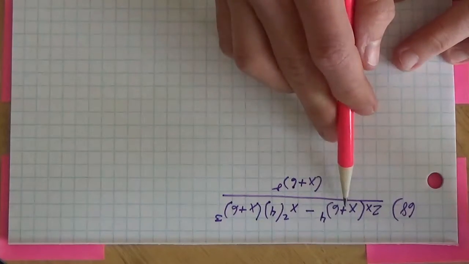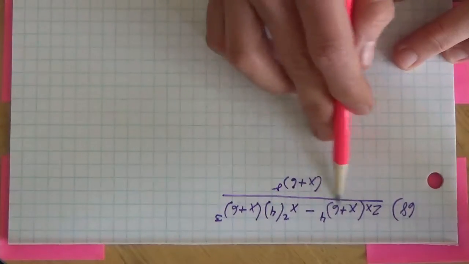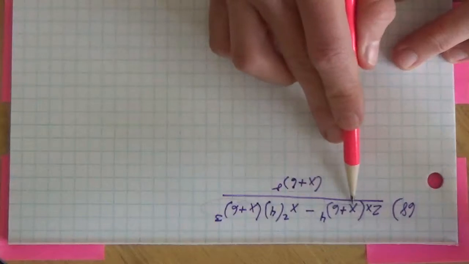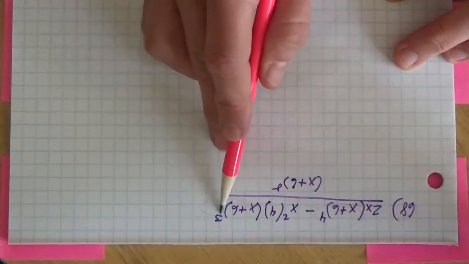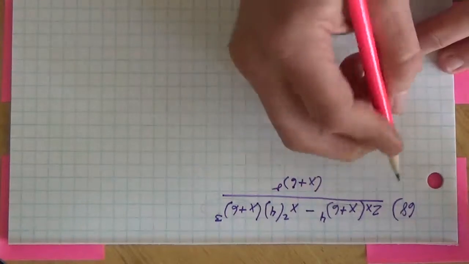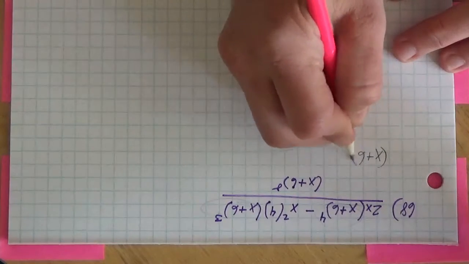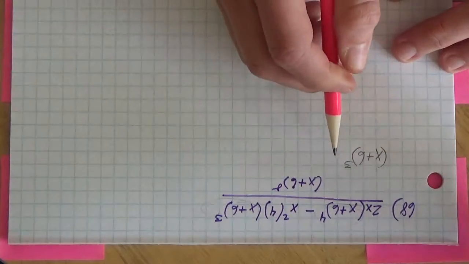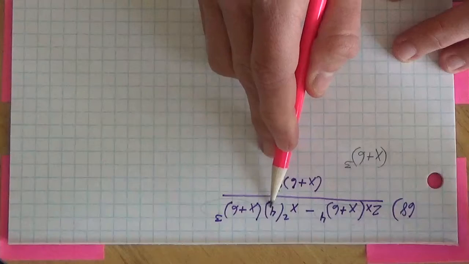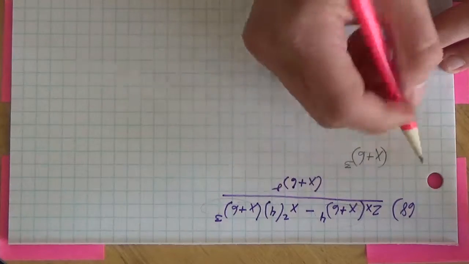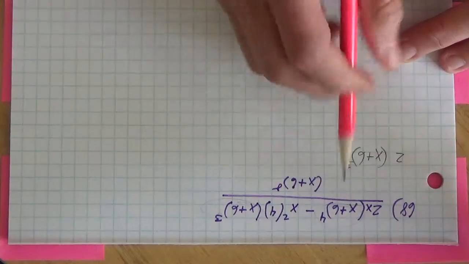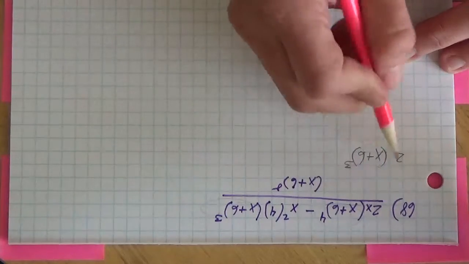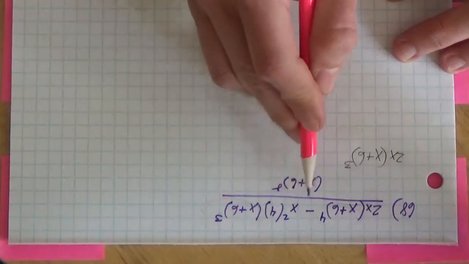So now we want to check to see if the top has any common factors, and it does. Each one of these has an (x + 6)^3. So I'm going to take out an (x + 6)^3 from both of them. They also have a 2 in common, like that 4 could be 2 times 2, so I'll take that out as well. They also have an x in common, at least one x in each.